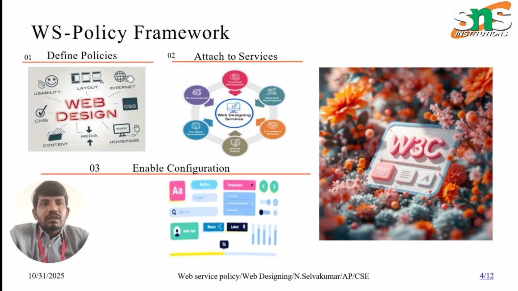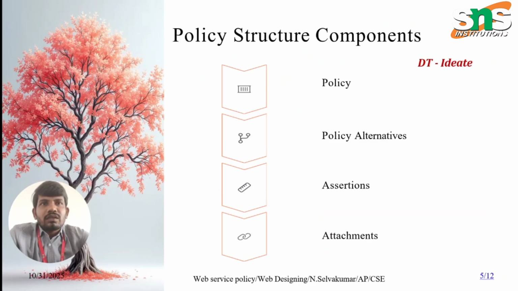And we have different policy structure components. The policy container is the root element that wraps everything. Alternatives offer choices: the client or server picks one or more alternatives based on capabilities. Assertions sit inside each alternative as mandatory, atomic requirements, like HTTP tokens or signed encryption support. And attachments link policies to WSDL through bindings and policy references to specific services, operations, or message types. These are the different policy structure components.